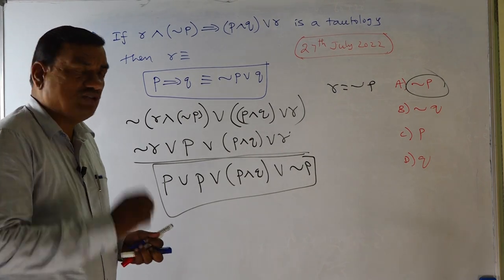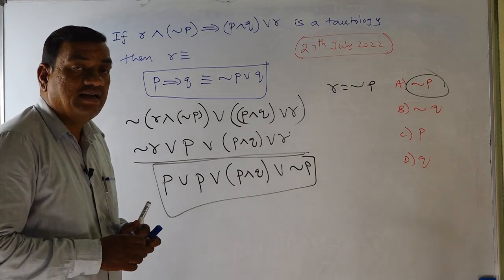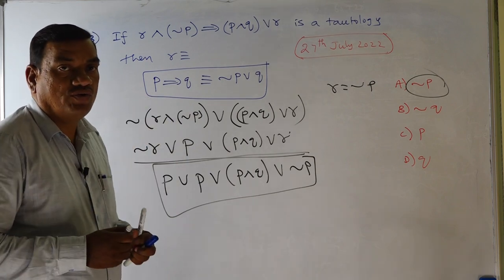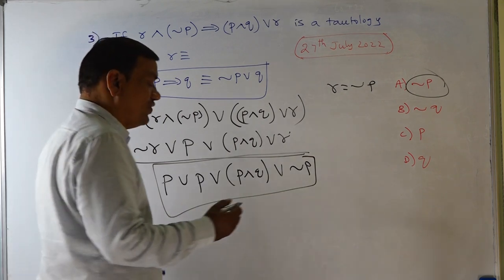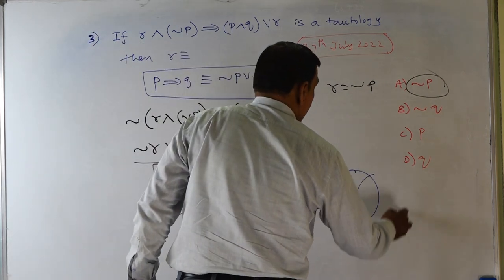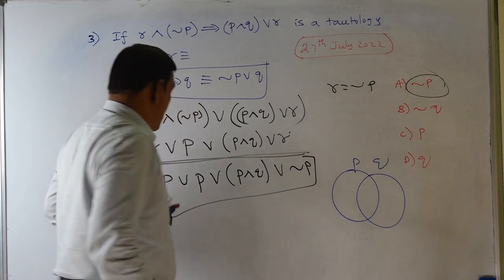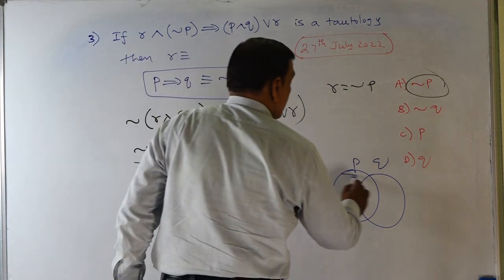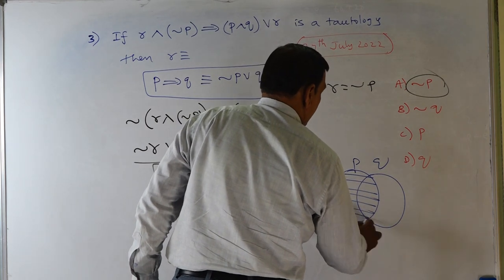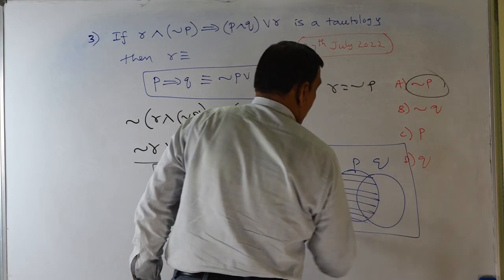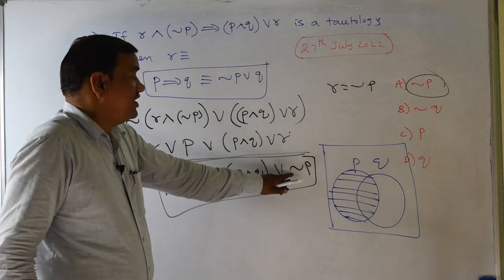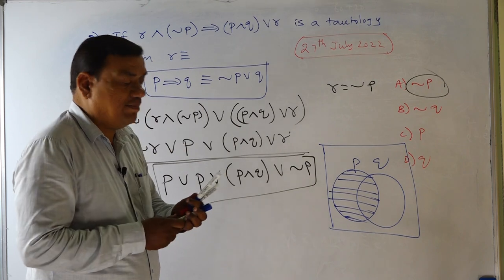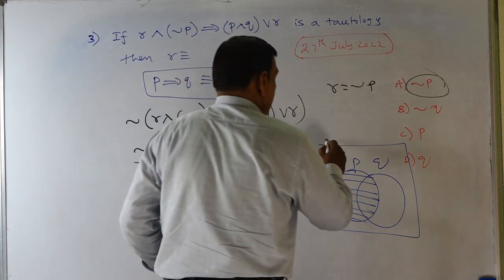For this, the best thing is don't try to do the truth table, but draw the Venn diagram. So, if you observe here, there are two statements, P and Q. Observe here, P or P. P or P means what? It is P, completely P. And one more is there, negation P. Negation P means what? Outside P. That means this is negation P.